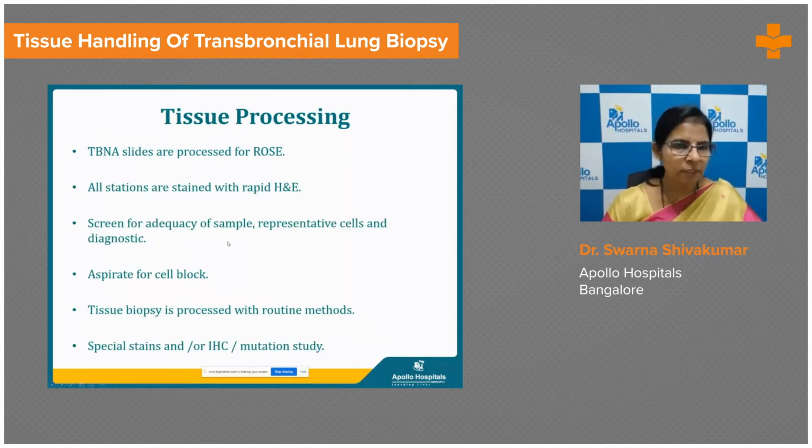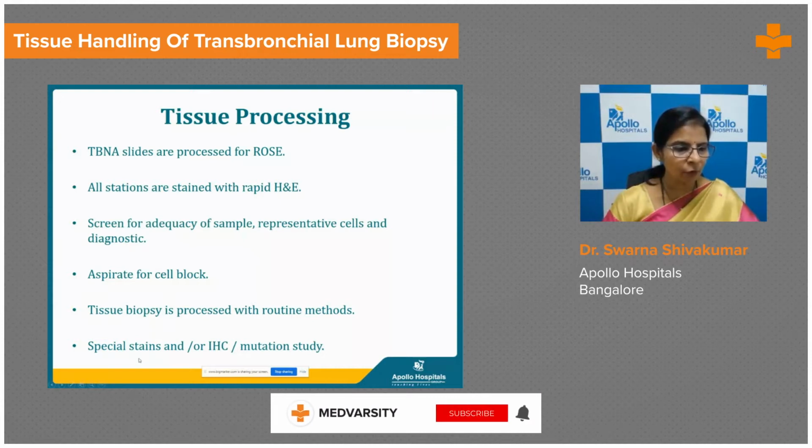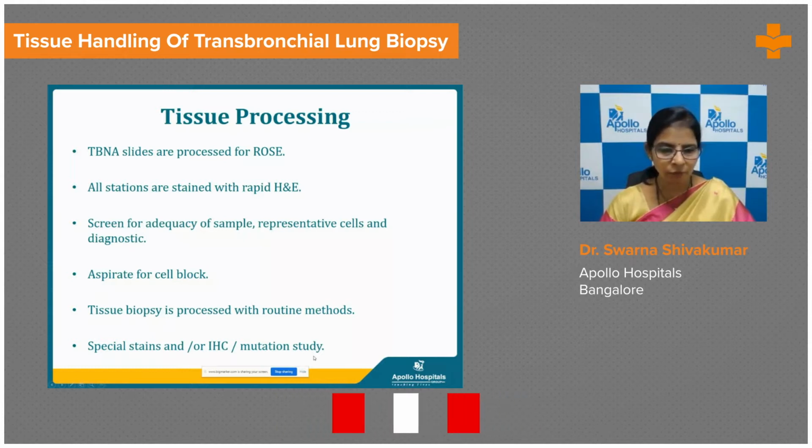Now, a few words about tissue processing. TBNA slides are processed for ROSE. All slides are stained with rapid H&E. The pathologist will screen these smears for adequacy, then representative cells, and for diagnostic cells. Then the aspirate can be used for cell block. Both cell block and tissue biopsies are processed with routine methods. Then on these samples, we can perform ancillary tests like special stains, IHC, or they can also be subjected to mutation study as and when required.